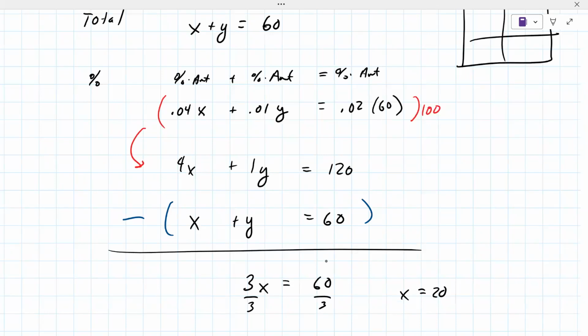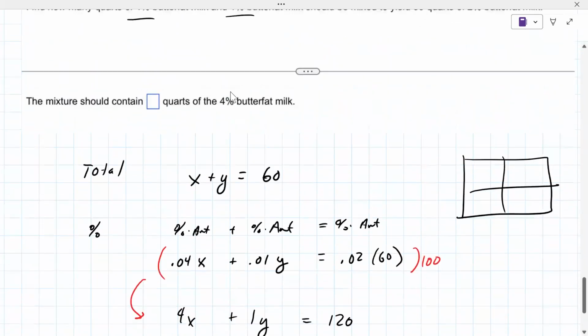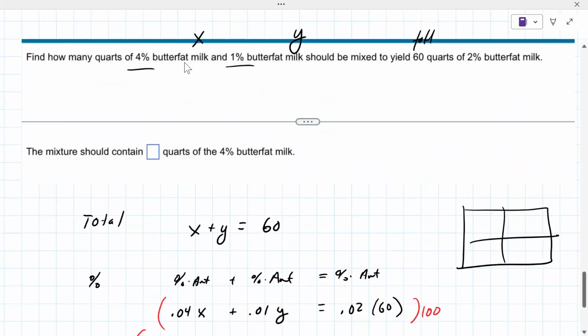You have to make sure you know which one is x. x is the butterfat milk 4%, because I made it x. You just have to make sure you know what you're actually doing here. So that's 20. Part B is probably asking how much of the 1%. Since it's 60 total, part B is probably 40. Wow, this is so much easier than the way she said to do it in class. Yes.